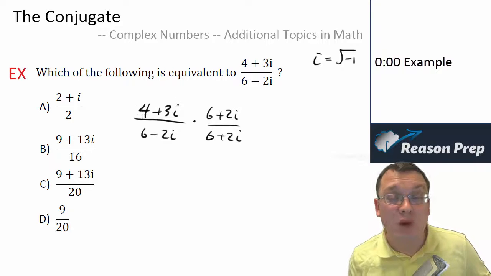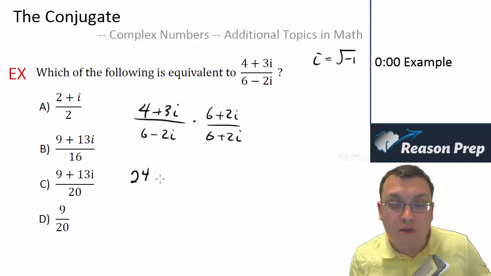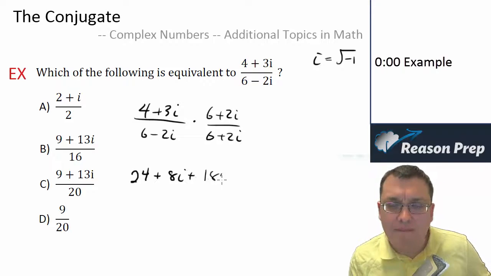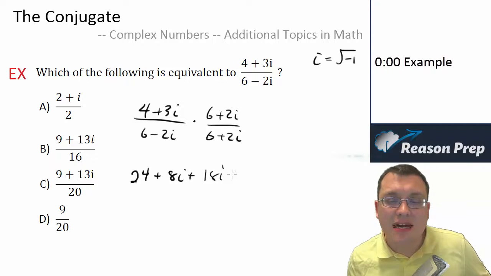Remember, for the top, we've got to FOIL this out. So we're going to get 24 plus 8i plus 18i plus 6i squared.